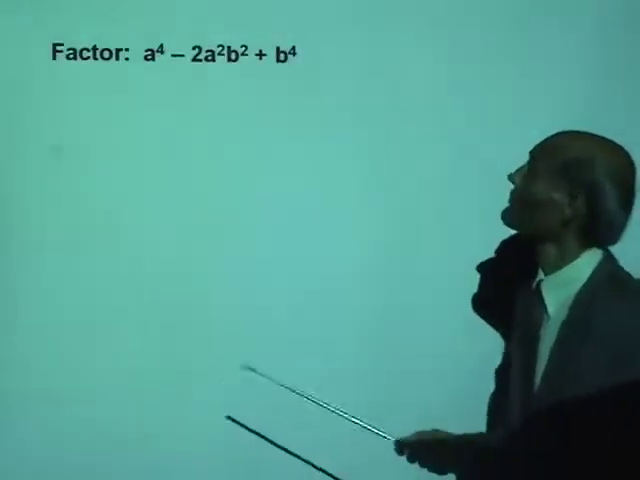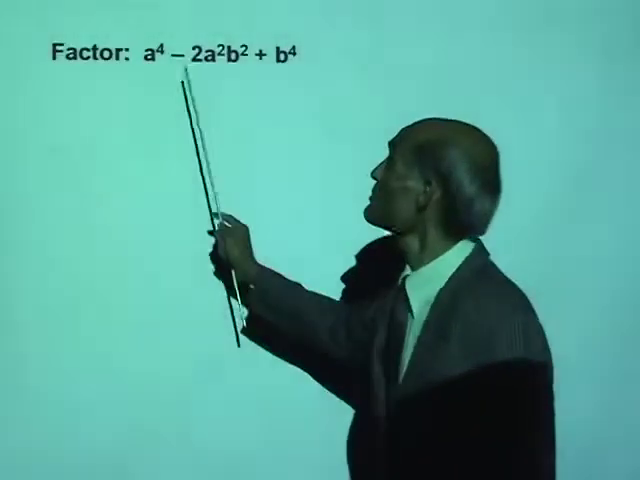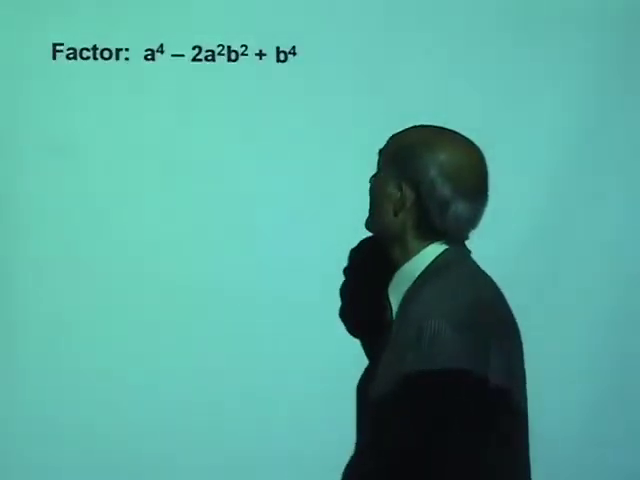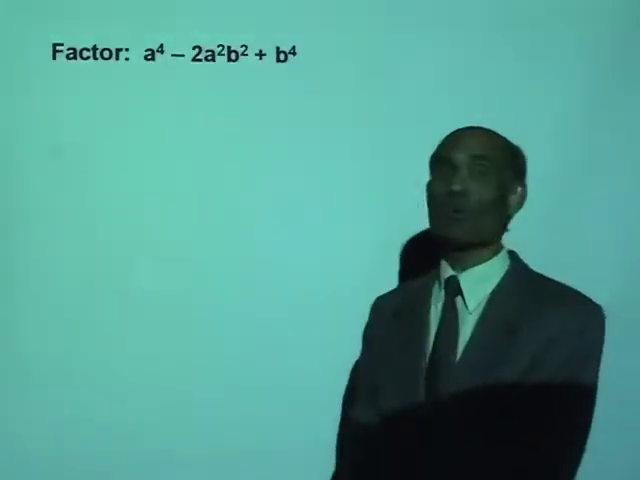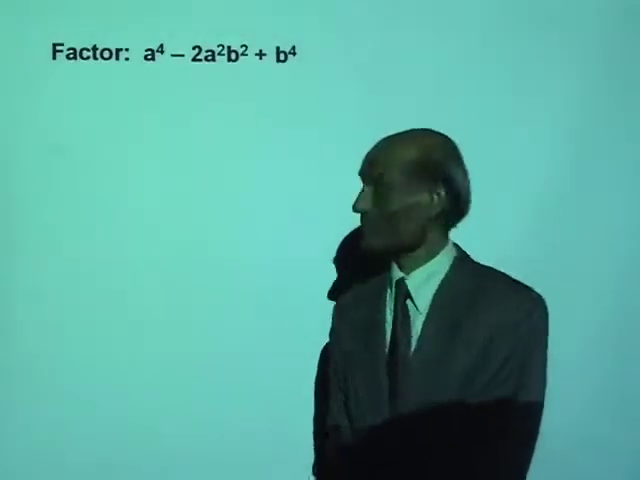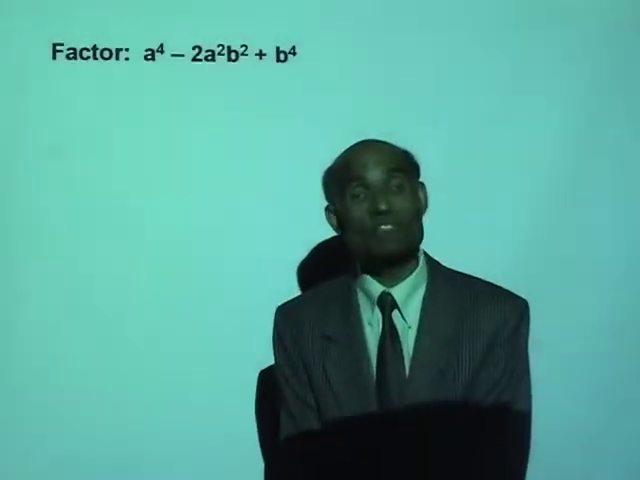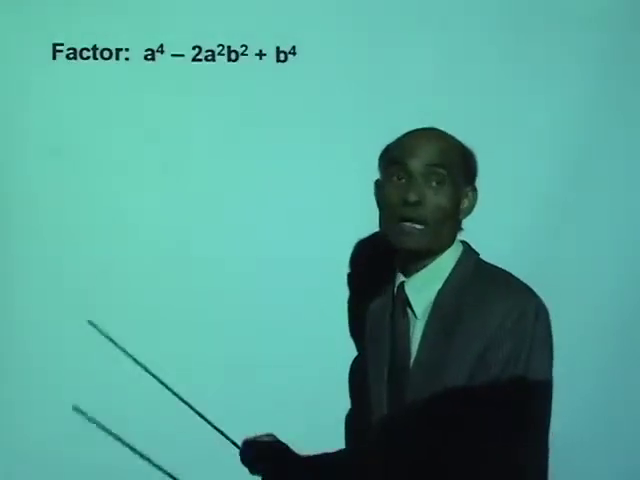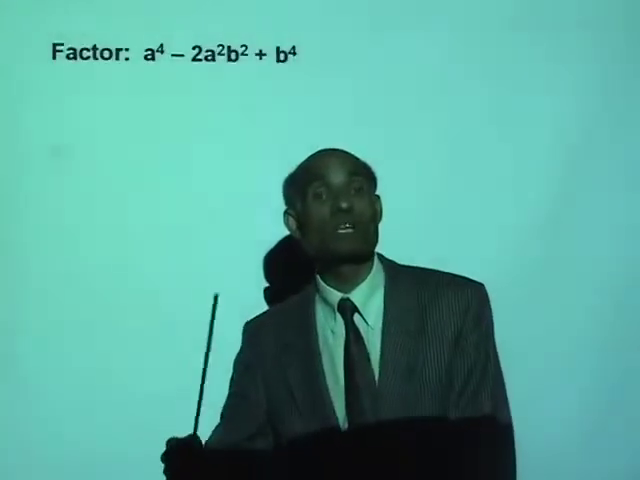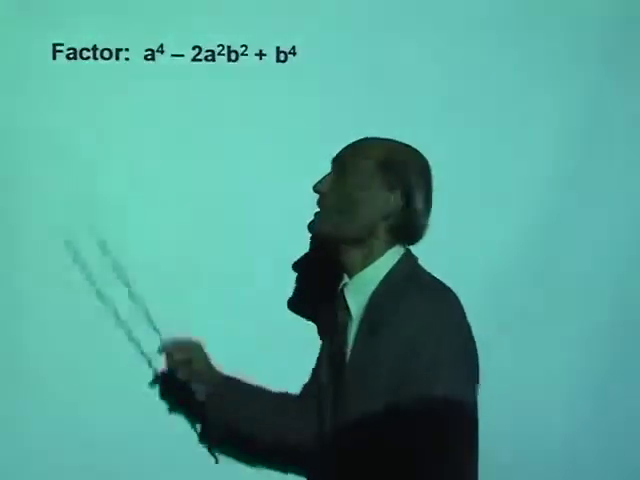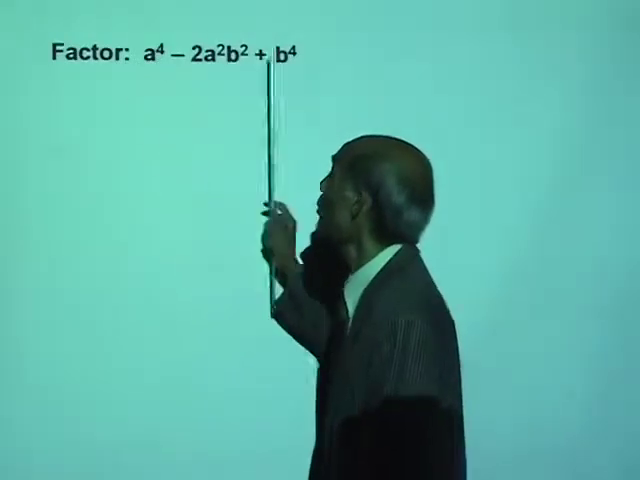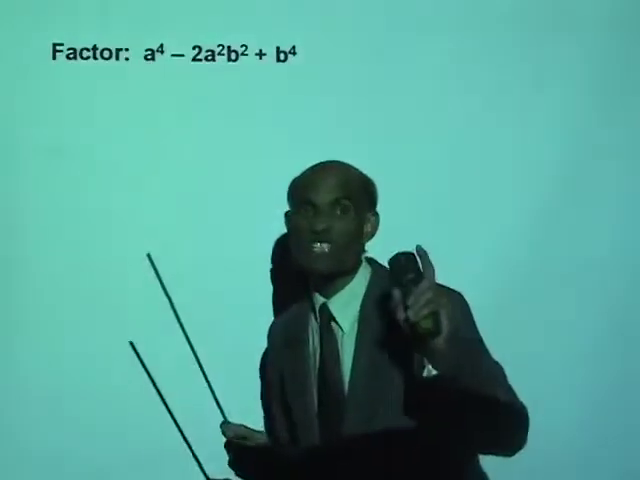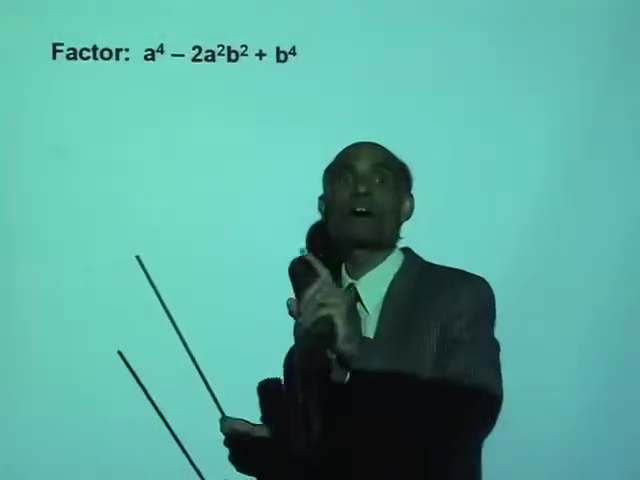Try another one. Factor a to the power of 4 minus 2a squared b squared plus b to the power of 4. Are there any common factors you can pull out? I don't see any. Okay, that means we do it using the method for the trinomials. Now, this is the first term, a to the 4. The last term is b to the 4. And the middle term is negative 2a squared b squared.